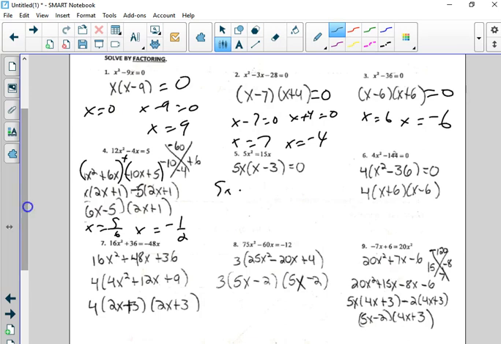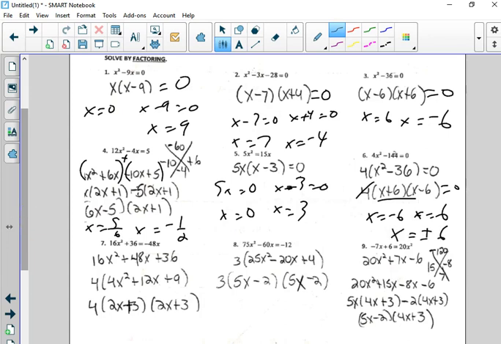Here, 5x equals 0, so x equals 0. X minus 3 equals 0, so x equals positive 3. Now number 6 is the difference of two squares after you factor out the 4. The 4 you don't do anything with because there's no variable out there. You just send these two equal to 0, so your answer is x equals negative 6 and x equals positive 6. Another way to write that is that's acceptable.